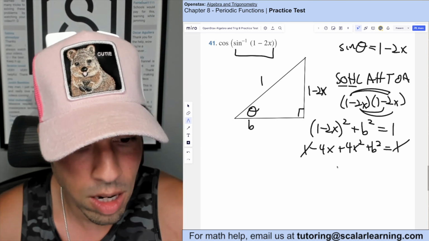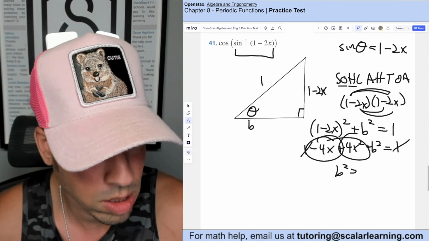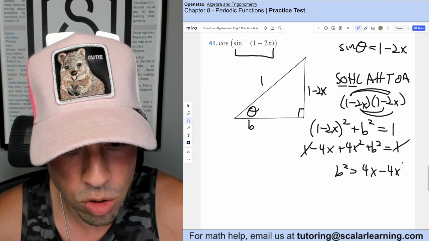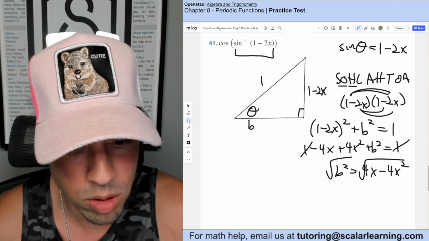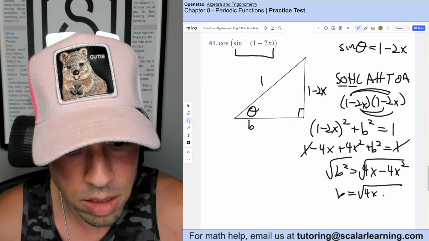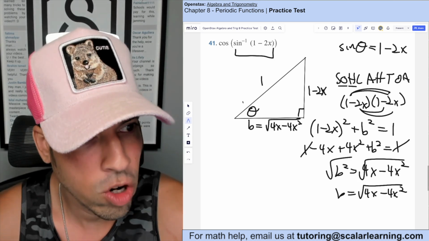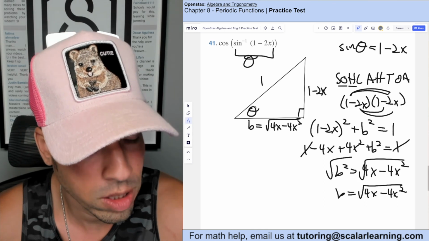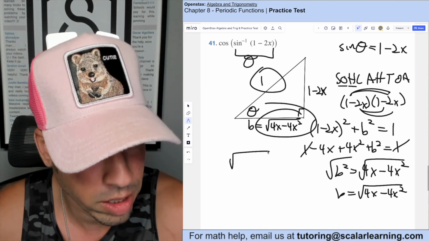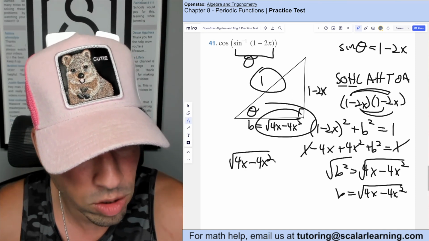Then I'm going to say b squared equals, I'm going to subtract this and this from both sides. So now I move that over, it becomes positive 4x, negative 4x squared. I'm going to take the square root of both sides, and we get b equals the square root of 4x minus 4x squared. So that's b. Last but not least, we need cosine of this angle, which is theta. So cosine is adjacent over hypotenuse, which is just square root of 4x minus 4x squared.